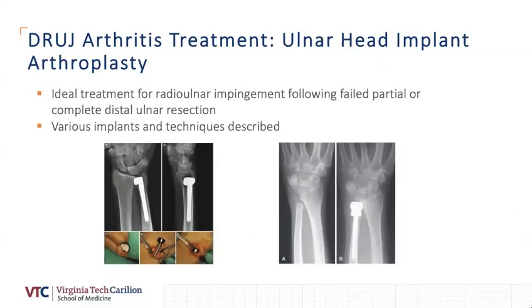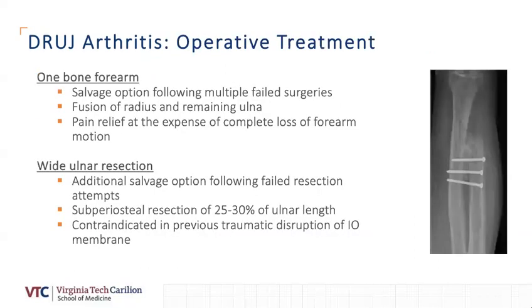You can also do an ulnar head implant arthroplasty, and this is going to be indicated for radioulnar impingement following failed partial or complete distal ulnar resections. And again, there have been many different implants and techniques described to do this. These are both going to be salvage procedures that can be done.